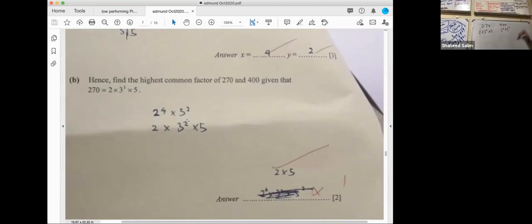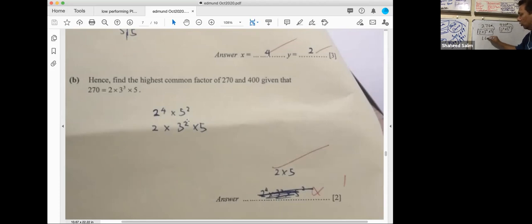Let us see. 2 times 2, 4. 4 times 4, 16. 16 times 5, 16 times 10, 1,600. No, times 25. Hold on. 2 times 2 times 2 times 2 times 5 times 5. Okay, correct. So this is the prime factorization for 400. This is, oh yes, this is the prime factorization for 270.